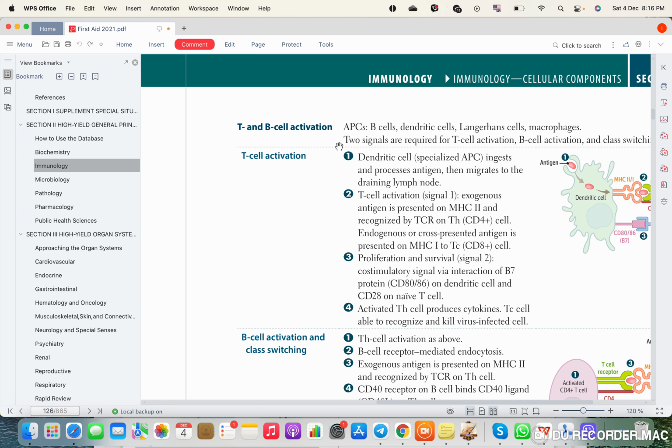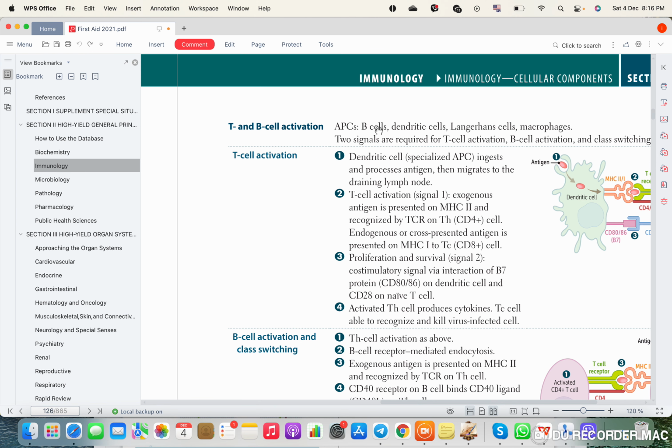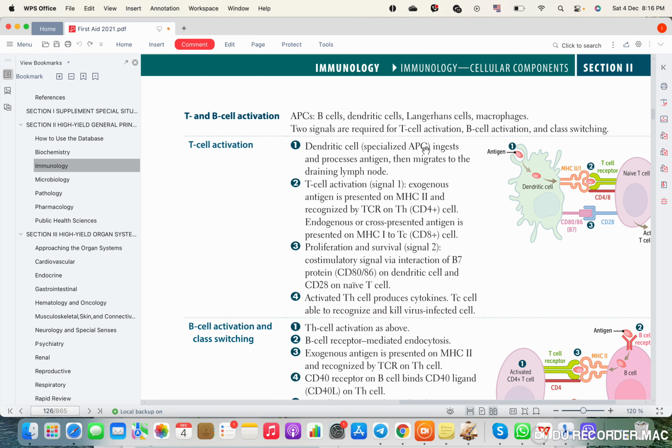Okay, so here we have the following. T and B cells activation, antigen presenting cells. What are the antigen presenting cells? Here we go. B cells, dendritic cells, Langerhans cells, and macrophages. Guys, what are Langerhans cells? Does anybody know what Langerhans cells are?